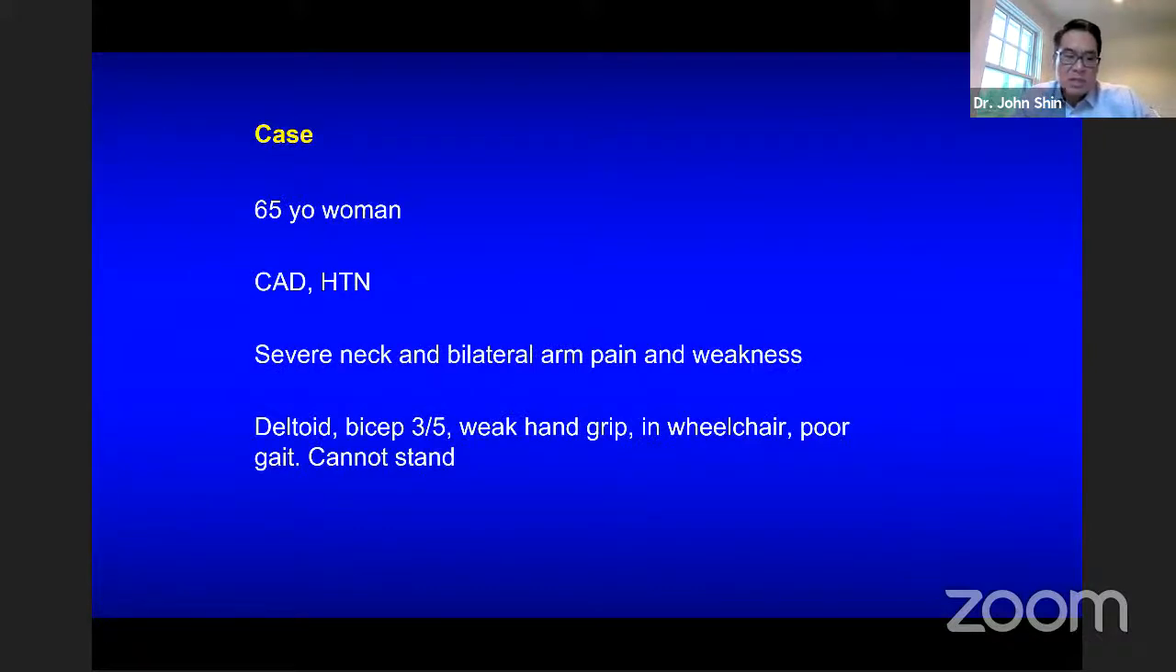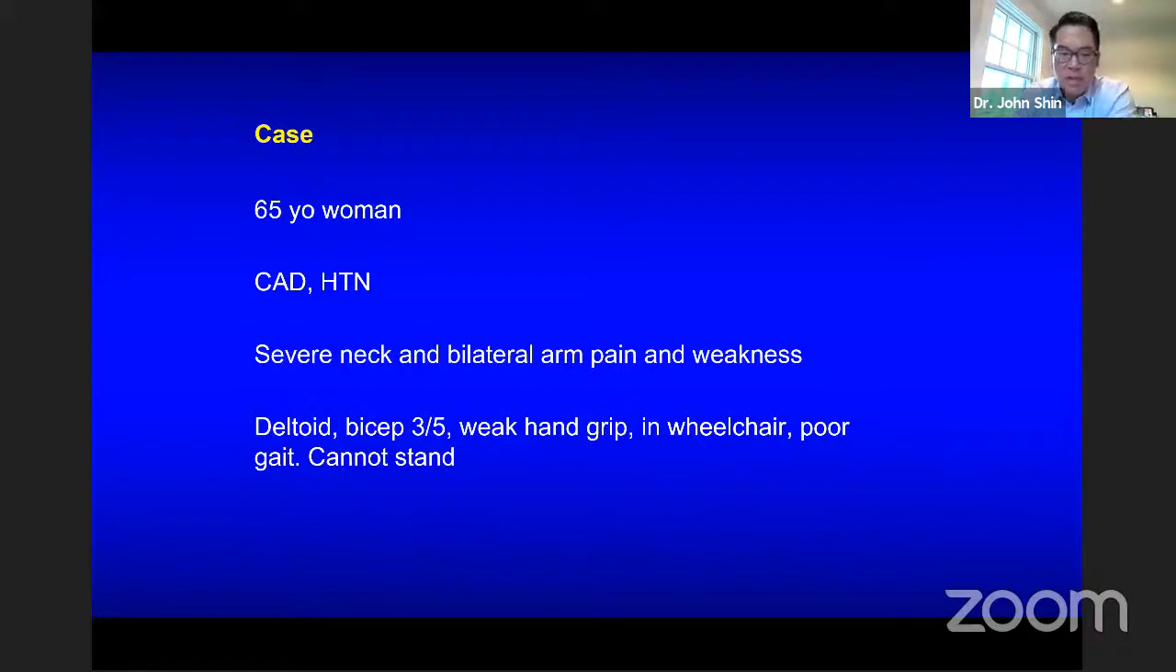Next case, this is a 65-year-old woman, some medical comorbidities, hypertension, heart issues, coming with severe neck and bilateral arm pain and weakness. Deltoid and bicep strength 3 out of 5, weak hand grips. She's in a wheelchair. She's sitting like this in the examination chair with her shoulders all the way up to her ears. Poor gait, has orthopedic issues in her knees, her ankles. I think we can all picture what that patient looks like.